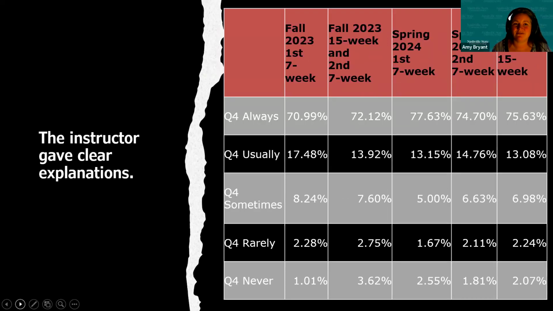The instructor gave clear explanations. Question four, always very, very high in the 70s across the board. Never, the most was the highest in the fall 15 and second 7 with a 3.62 there for not giving clear explanations.